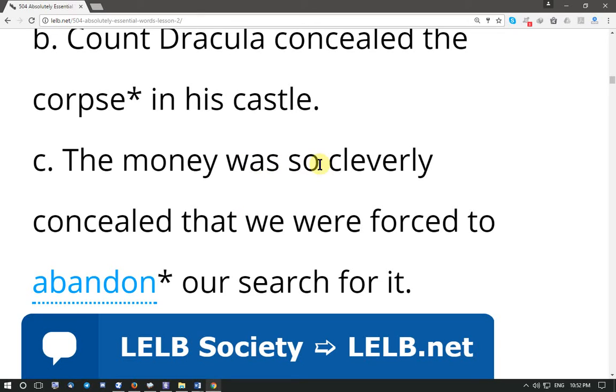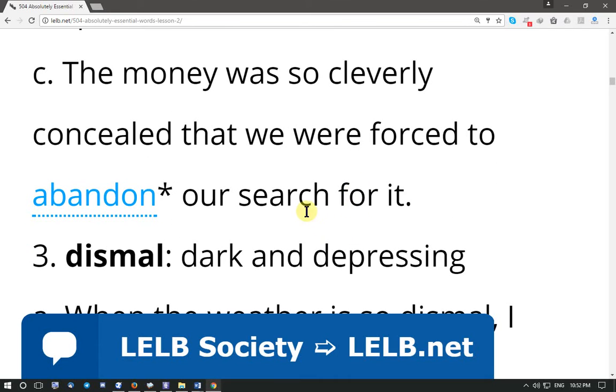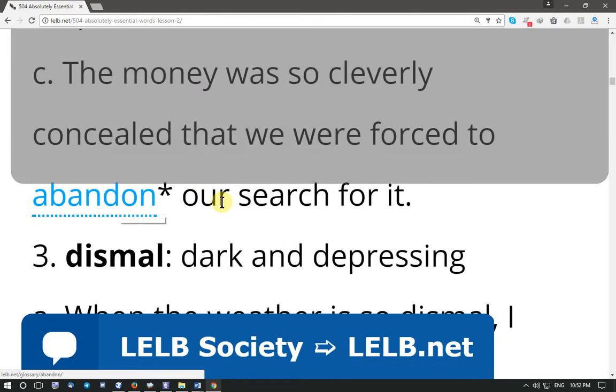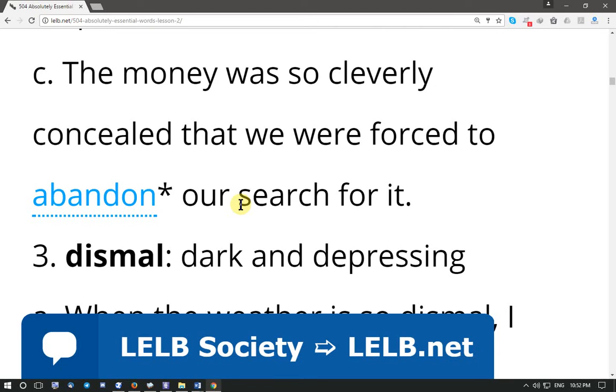The money was so cleverly concealed that we were forced to abandon our search for it. So the money was so cleverly or intelligently concealed, or actually it was hidden, so we could not find it, that we had to abandon or give up. Abandon means give up our search for it. So it was almost impossible for us to find the money, so we just dismissed the idea of making further investigation.